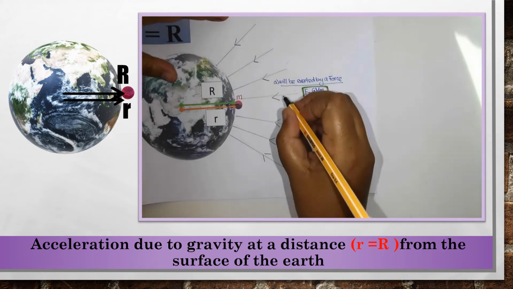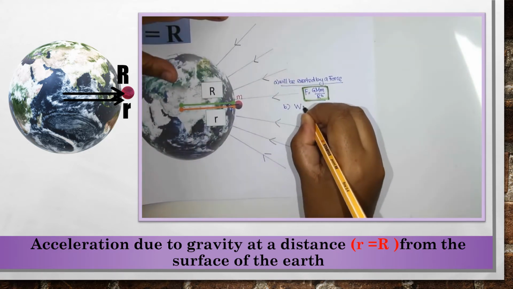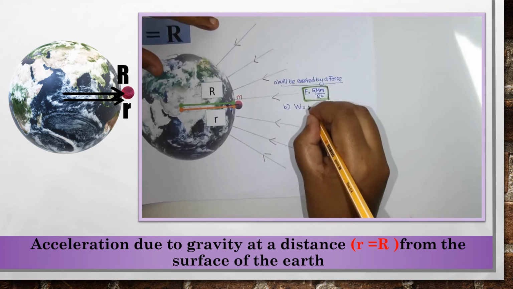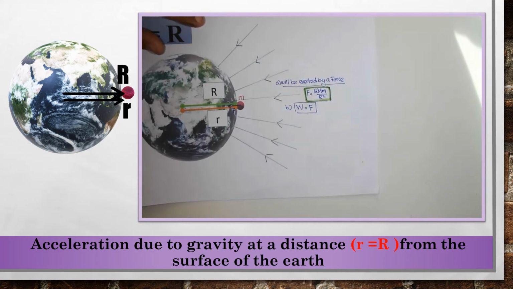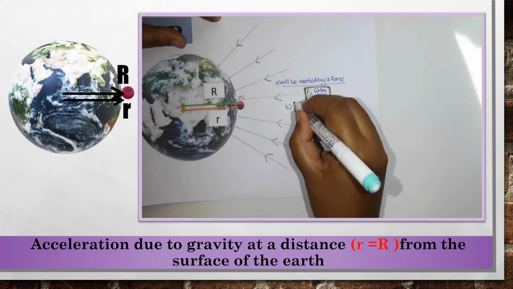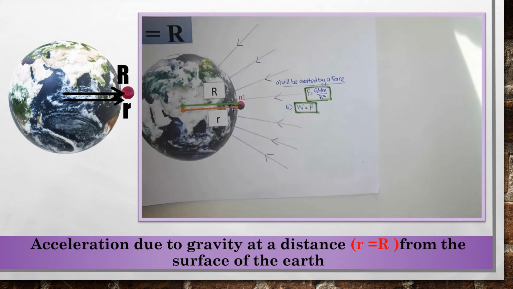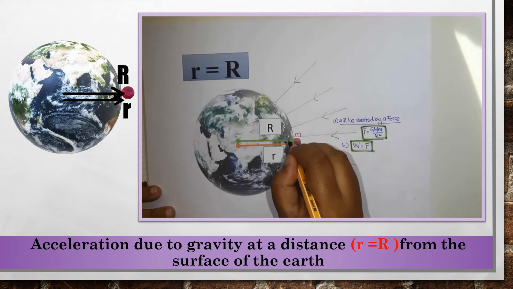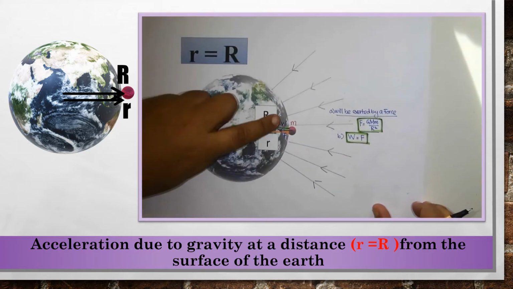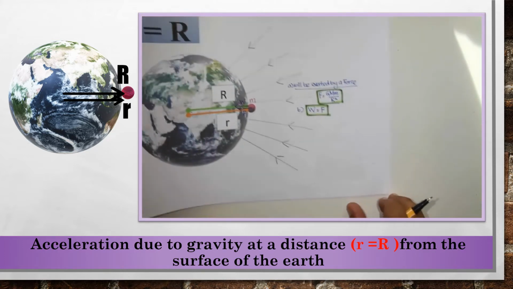Concept number 2. The weight of the body is equal to the gravitational force on the body, which is W equals F. So the weight of the body is towards where? Where is the direction of the weight of the body? The weight of the body is in this direction, W. So the weight of the body is equal to the gravitational force on the body.